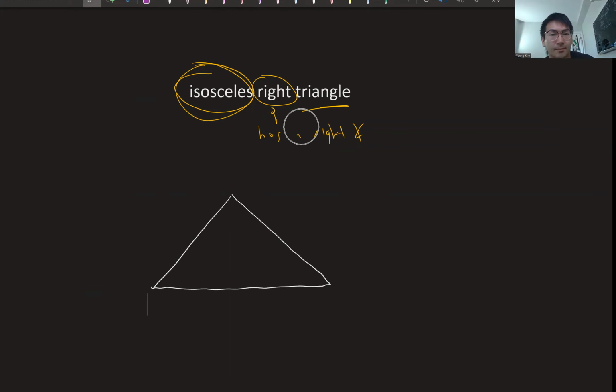So it has a right angle, right? Let me put the right angle here, and let me give these names, A, B, C. And it has at least two sides congruent. So let me choose these two to be congruent.